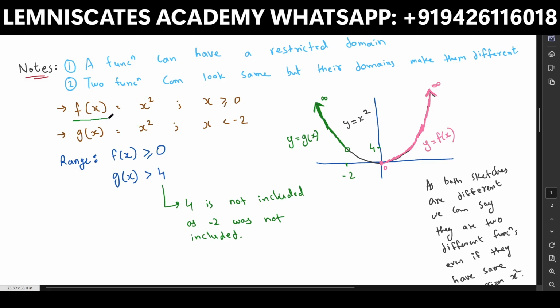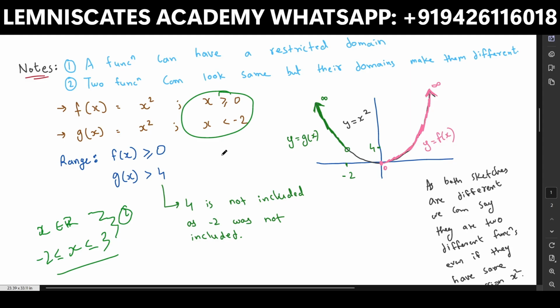You can see in both the cases, f of x and g of x, there are two different functions, but it looks just the same. As I'd also taken an example in the previous case, in one case I said that x belongs to all real numbers. In one case I said that x is in between -2 and 3. These were also two other functions. So in total we have defined four functions which look exactly the same, x square, but all of them are different from each other just because their domains are different.